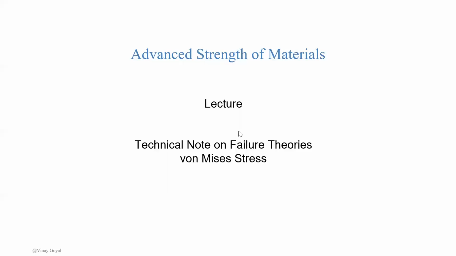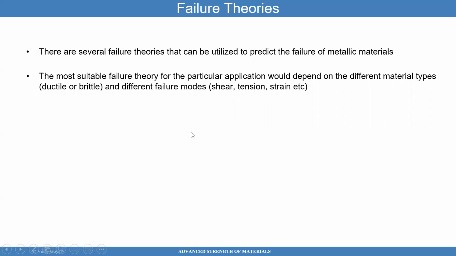In this short lecture, I'll be covering von Mises theory, which is something that we're going to be using in a future lecture, and is one of the failure theories we'll be using to predict the failure of metallic materials. I'll be fairly quick on this particular topic. There are several failure theories that can be used to predict the failure of metallic materials.